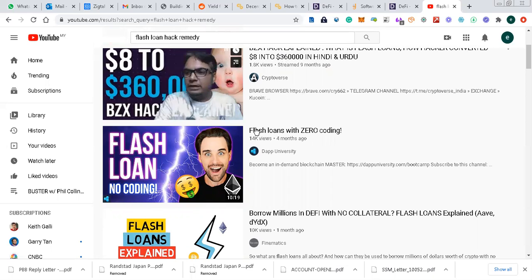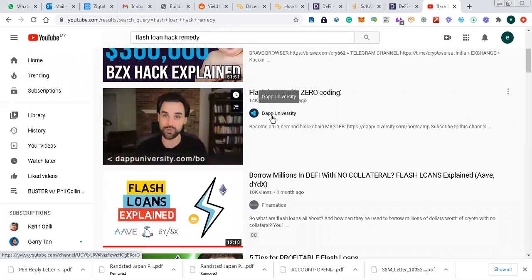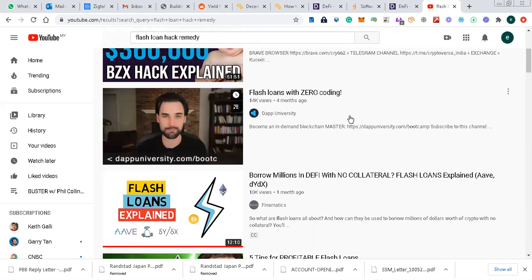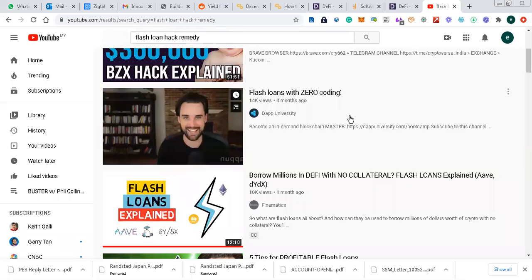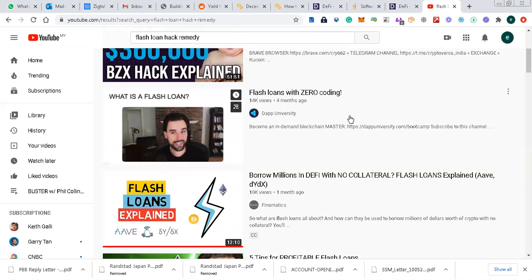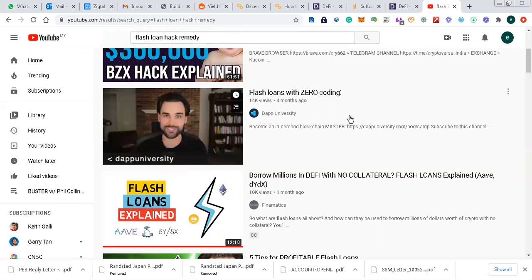Of course, there are some people. I mean, it says here, flash loan without any coding. Without any coding actually means that they are using other people's code to do that. You still need to be able to code or understand other people's codes. Otherwise, it doesn't make sense.